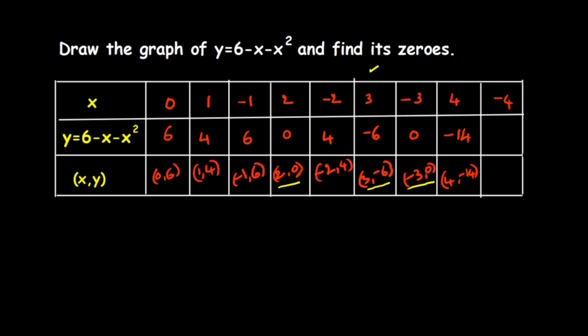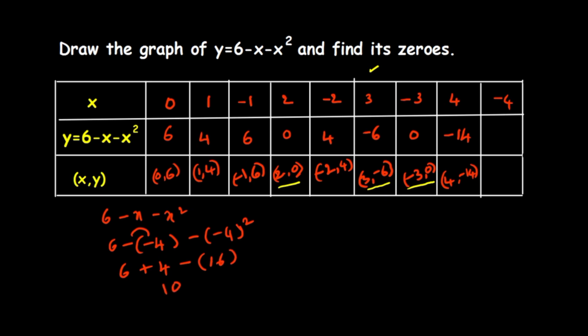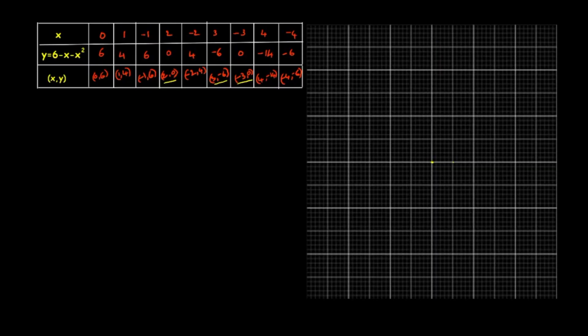Okay, so now I'm going to take 6 minus x square. With x as minus 4, that is 6 minus of minus 4 square. So 6 minus of minus 4 is plus 4, and minus 4 square is 16. So this is 6 plus 4, 10, minus 16, that equals minus 6, because both positive we have added here. So 10 minus 16 equals minus 6. So we take minus 4, minus 6 as the point. Now we should plot all these points on the graph. Now we should draw the graph based on these points.